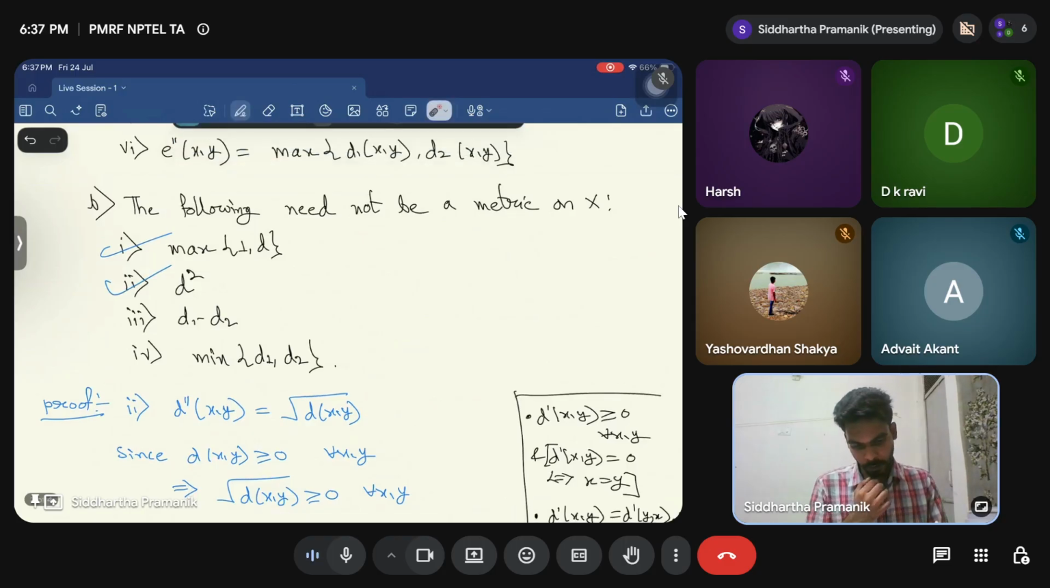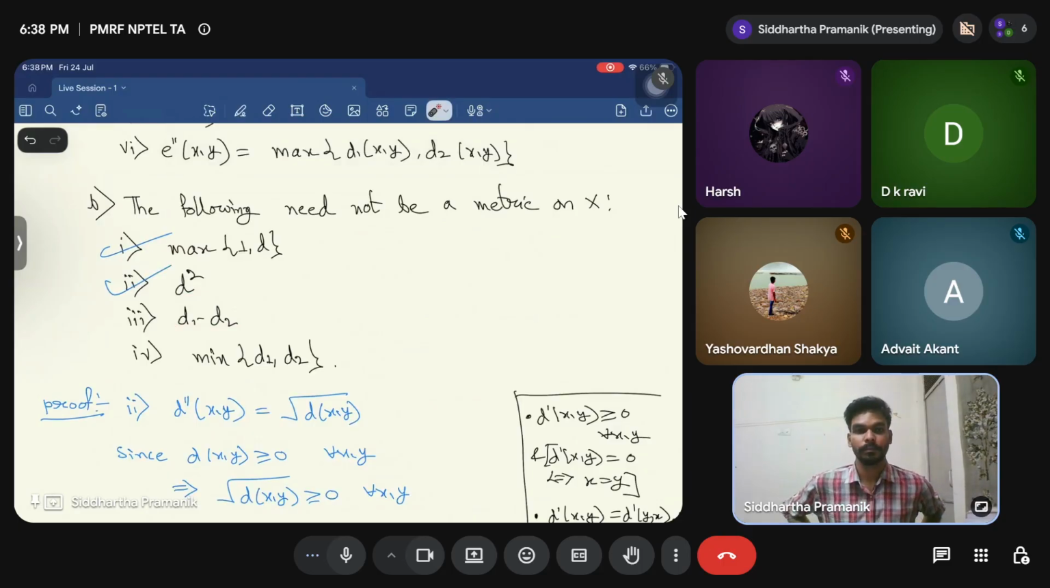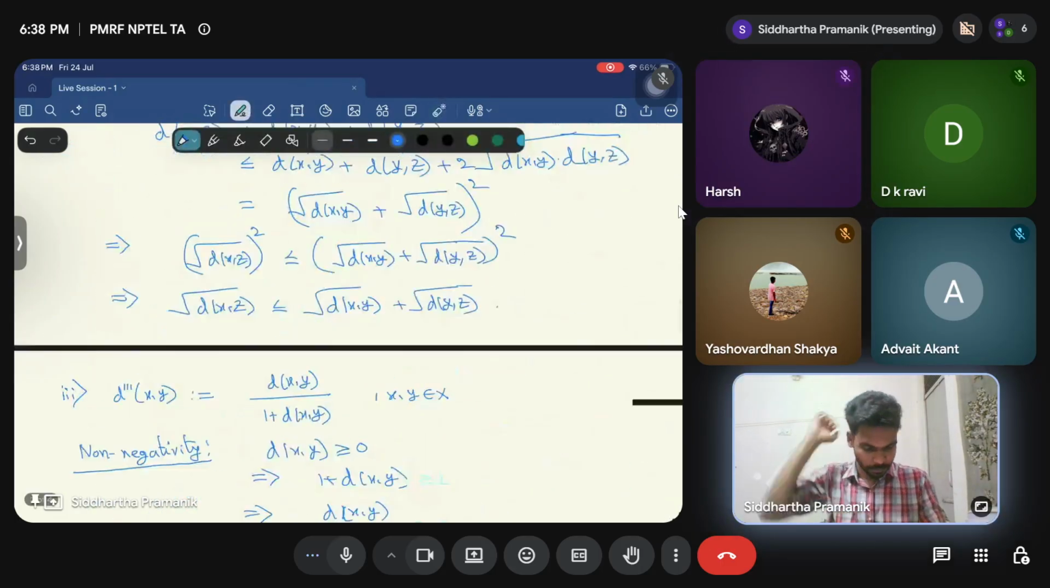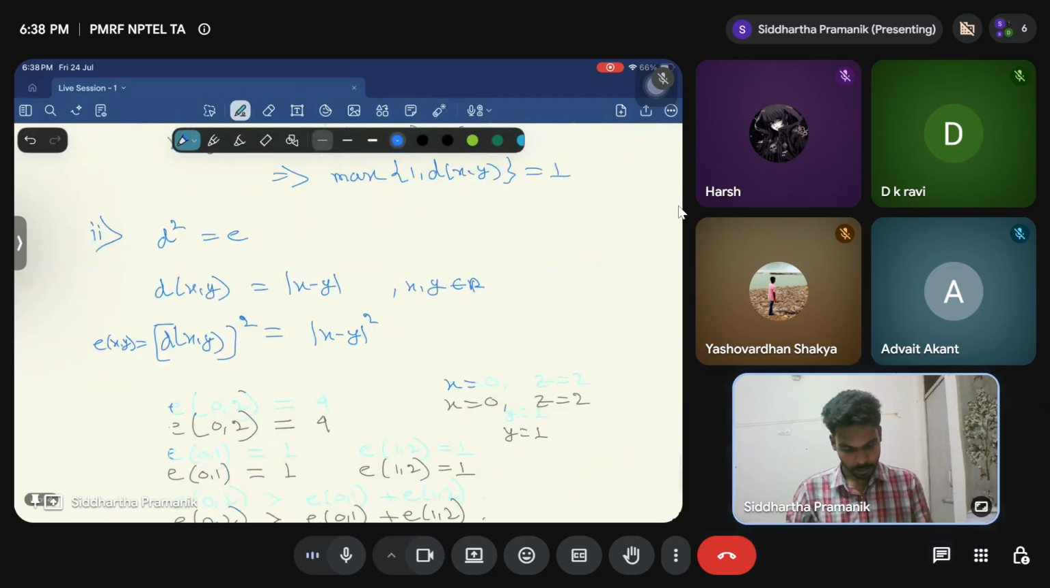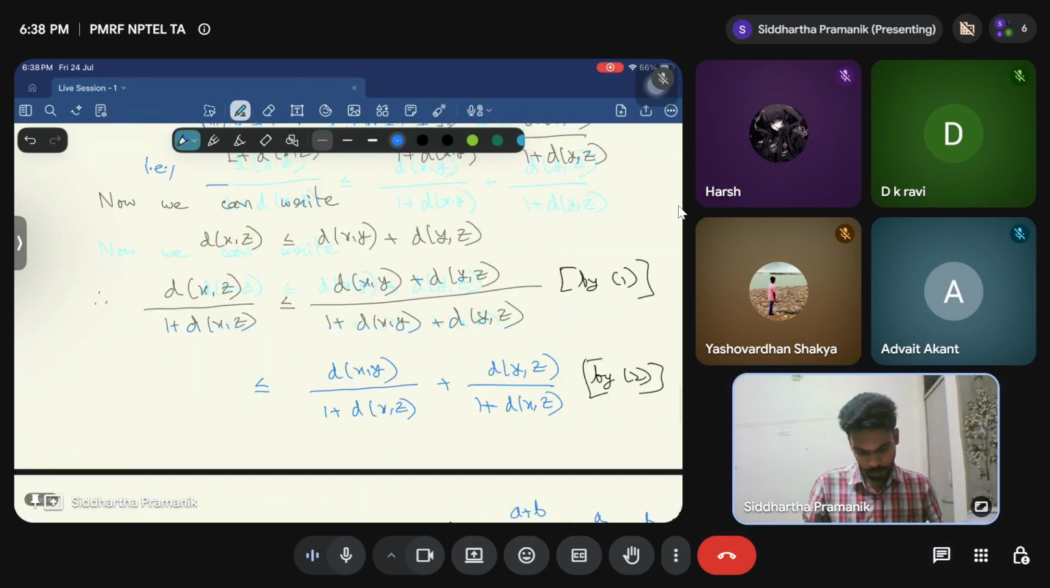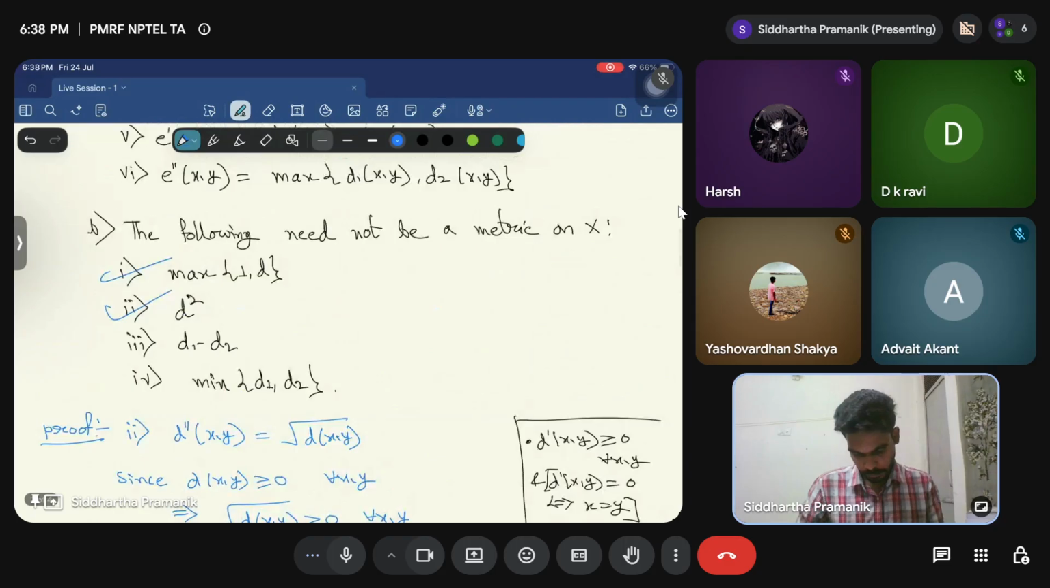Now what about the third one? The difference of two metrics. This one is easy, right? Difference of two metrics. Yes, so d1 minus d2 can be negative for some pair. Yes, exactly. It can be negative. Yes, you are right. So I'm not writing the third one because it's very easy. And what about minimum of d1 comma d2?